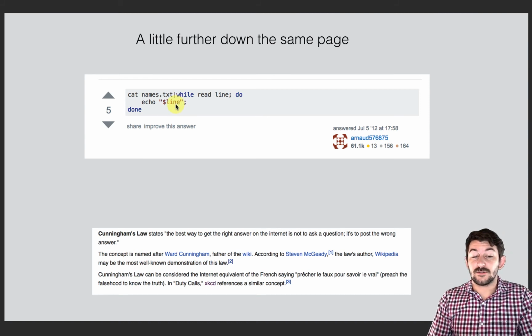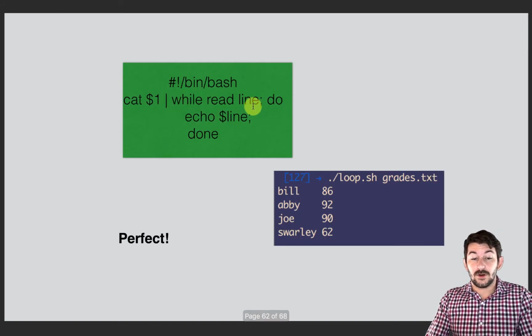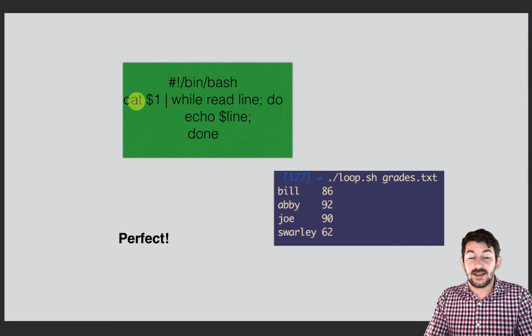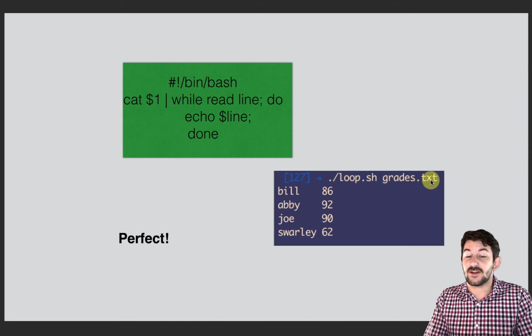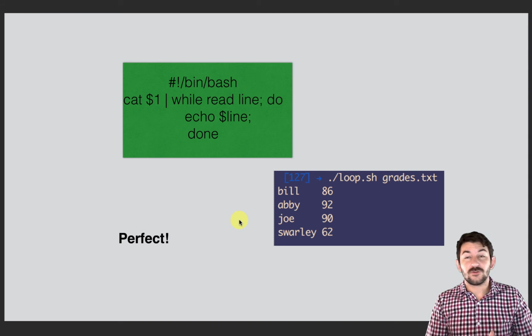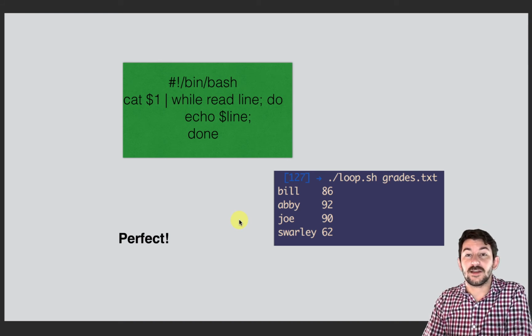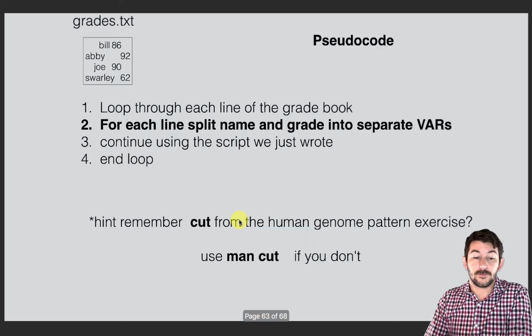And you could execute this just to see. So if you were to adapt this and say cat, while read line, do echo line, and then you executed loop.sh grades.txt, well, it's going to do exactly what we want. And this was just from skimming around, trying things out. This is really how it works.